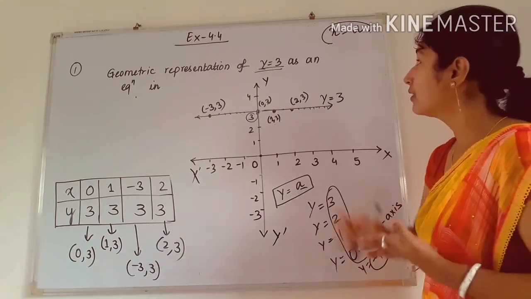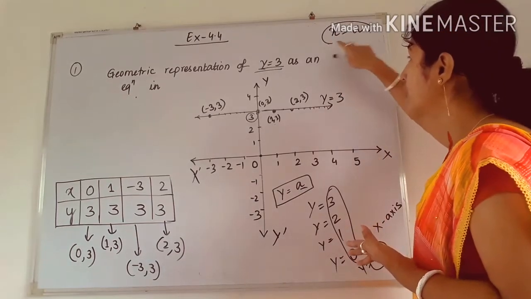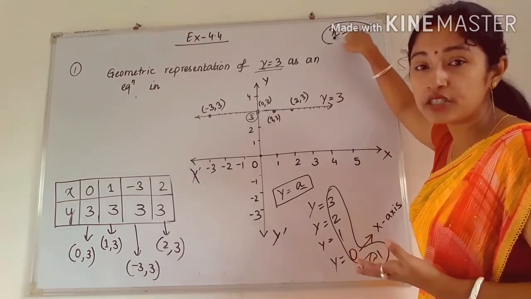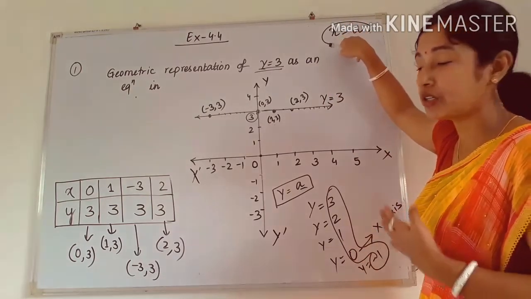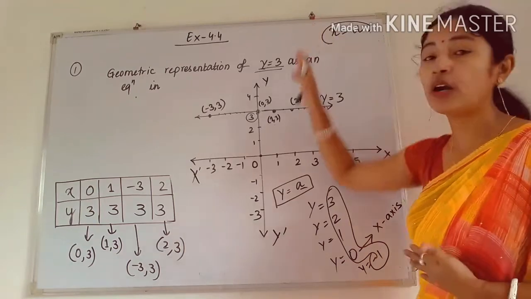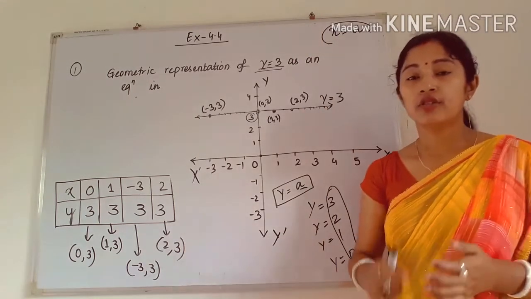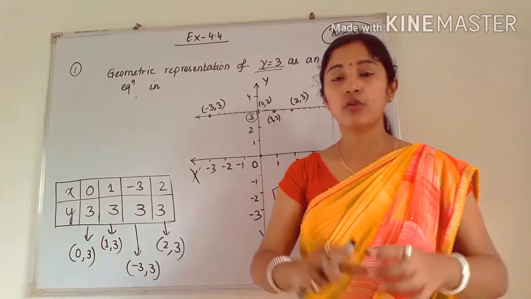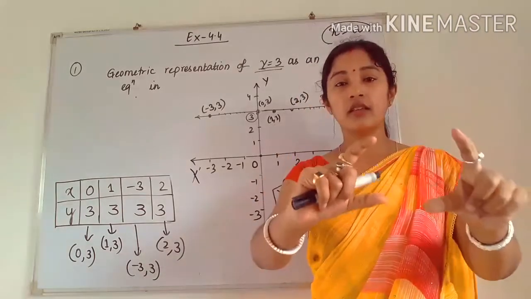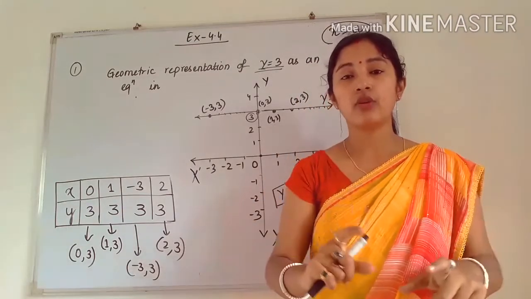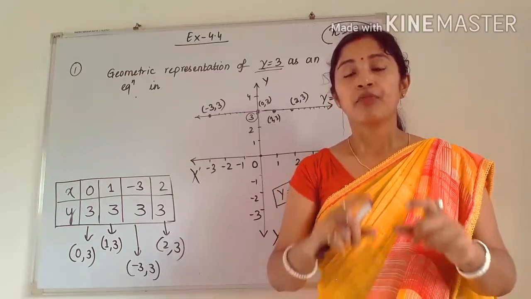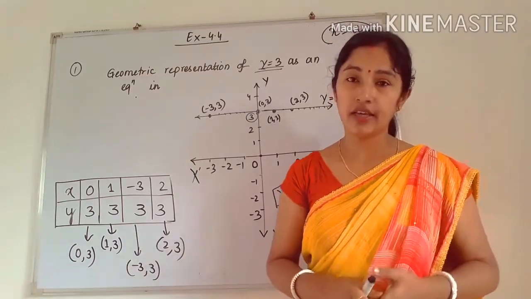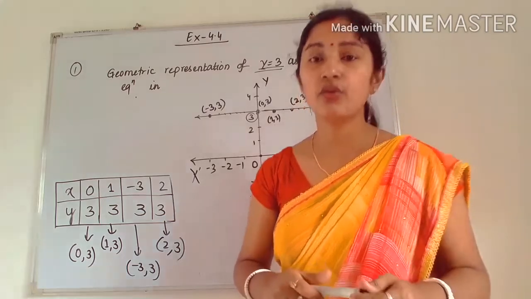Then you see that x equals something constant. You will get a line from this equation, and that line will be parallel to what? Y-axis. So that is the very important part of this chapter. By only seeing the equation you can say that the line formed by that equation will be parallel to the x-axis or y-axis. So please try to do it.